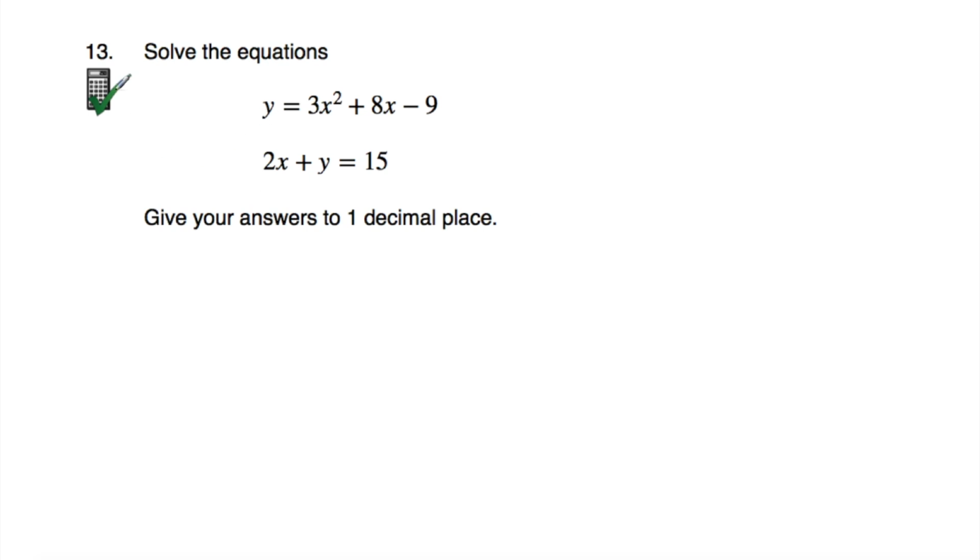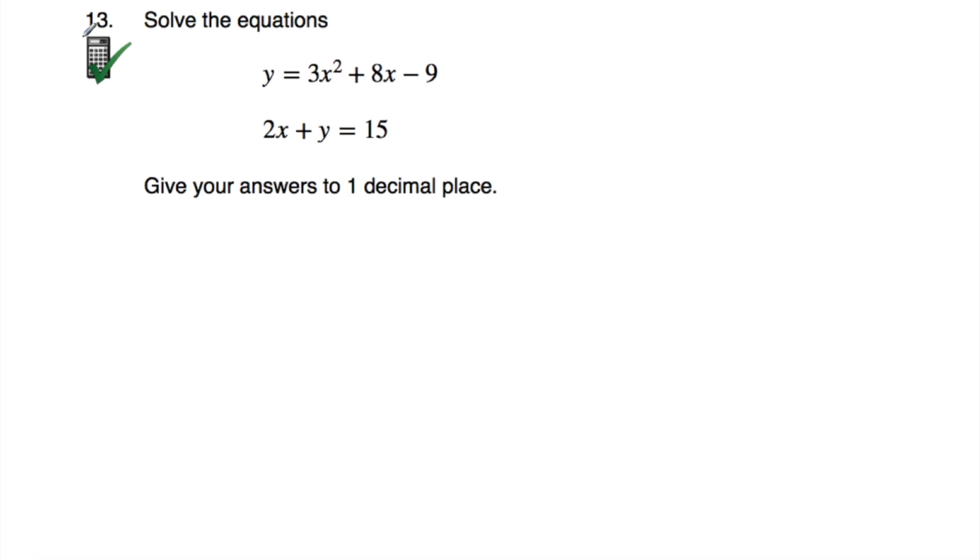Okay, let's have a look at our last question, question number 13. So question number 13 says, solve the equations y equals 3x squared plus 8x minus 9 and 2x plus y equals 15. We've been asked to give our answers to one decimal place. Okay, so here, this is a calculator question, and I've just completed it, and you actually need to use the quadratic formula, and whenever you do it this time, it will be decimal numbers you get as an answer, and so you will need a calculator for this question.